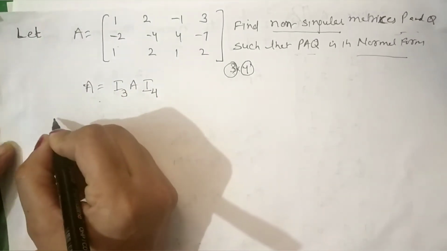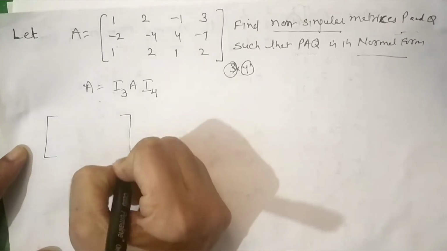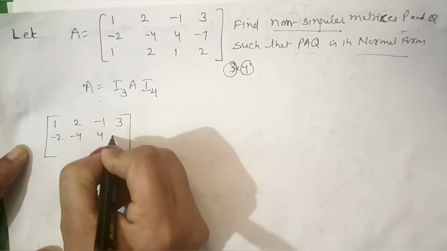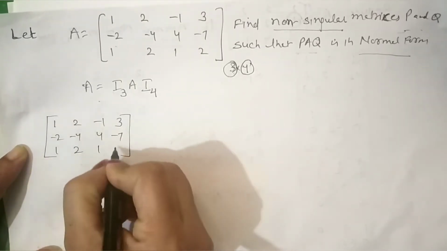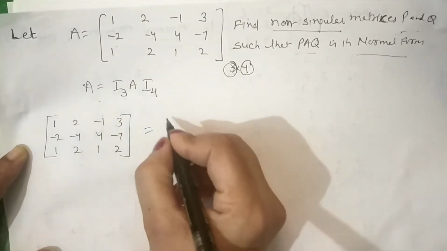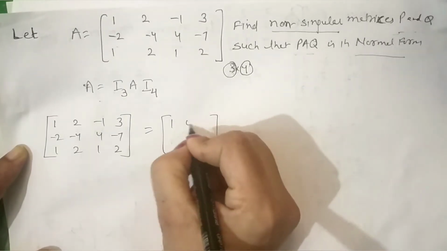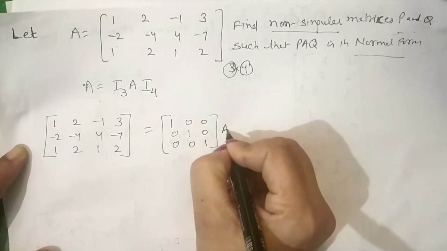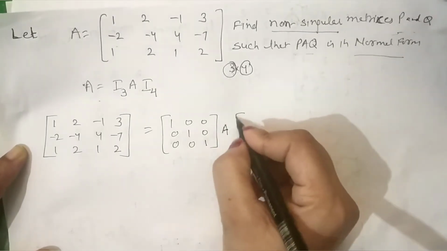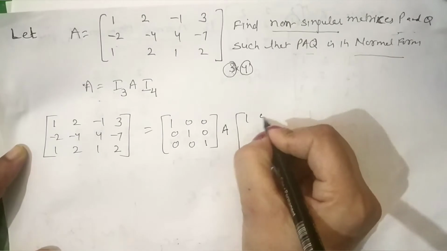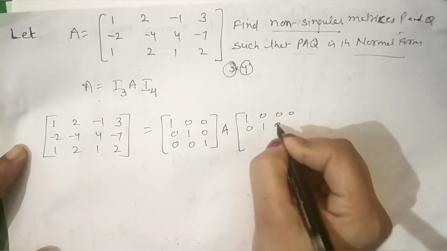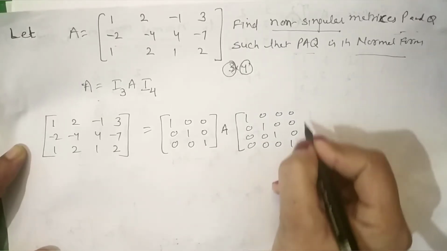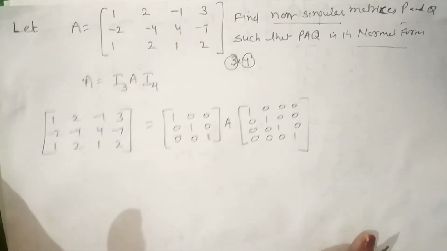Now we will write the value of A, the given matrix: 1, 2, minus 1, 3, minus 2, minus 4, 4, minus 7, 1, 2, 1, 2. On the other side, we will write the identity matrix of order 3. Then this A will stay as it is; we are not going to put its value here. Then the identity matrix of order 4. In this way you will start the question.